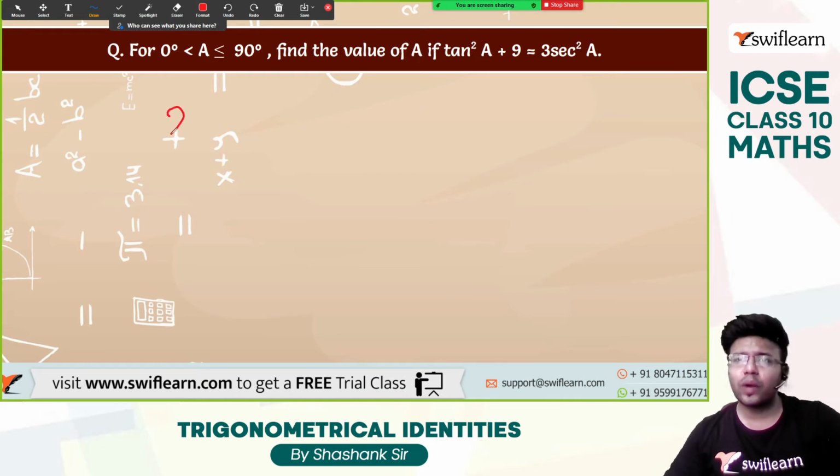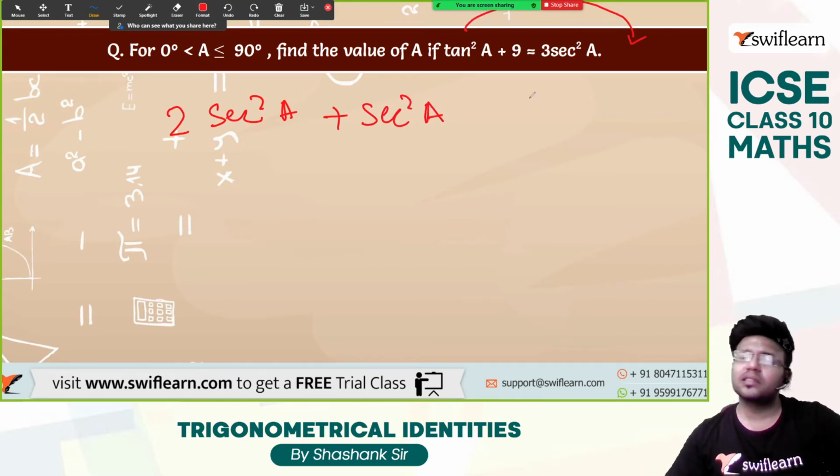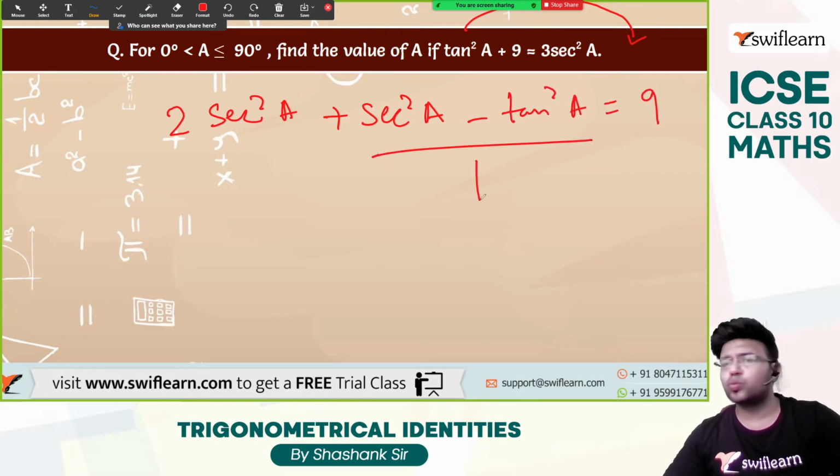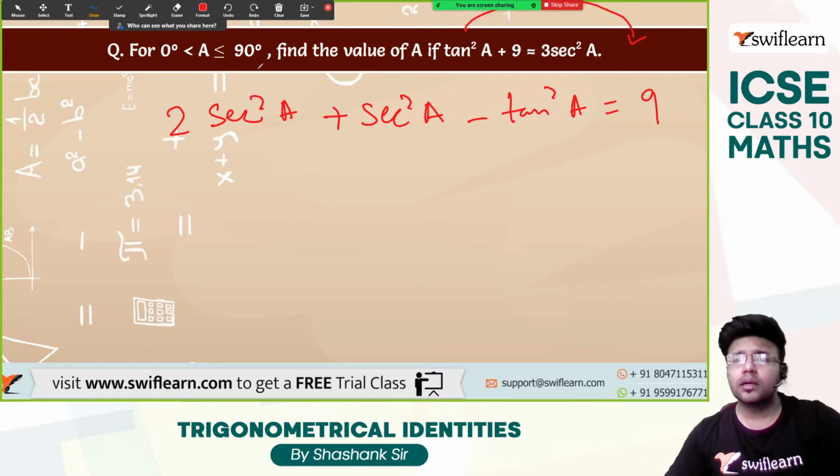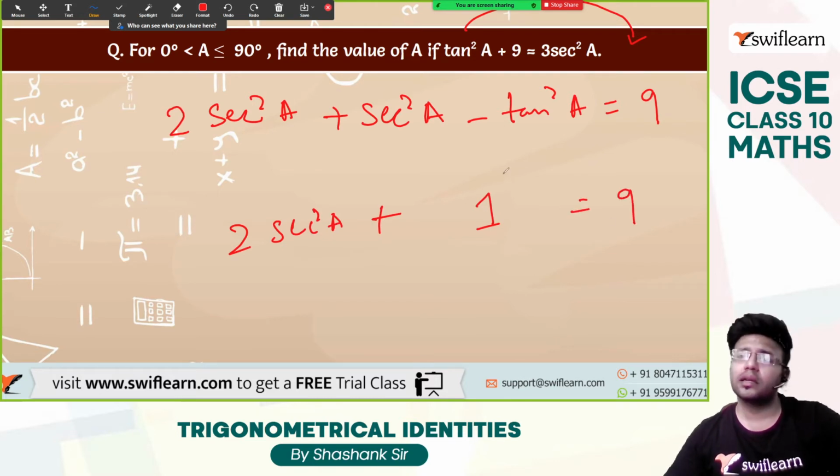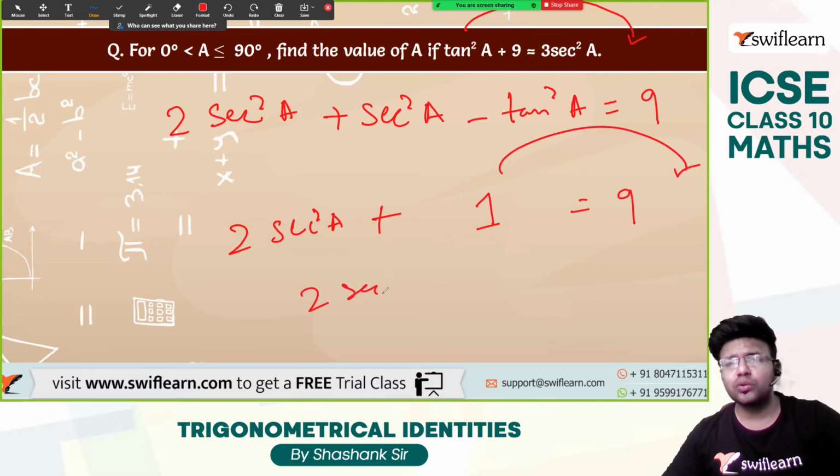I'll write 3 sec square A as 2 sec square A plus sec square A. Now taking tan square A to this side, it becomes sec square A minus tan square A, which is equal to 9 minus 2 sec square A. Now this value is 1, because 1 plus tan square A is sec square A. So sec square A minus tan square A is 1. So 2 sec square A plus 1 is 9. Take this side: 2 sec square A is equal to 8.